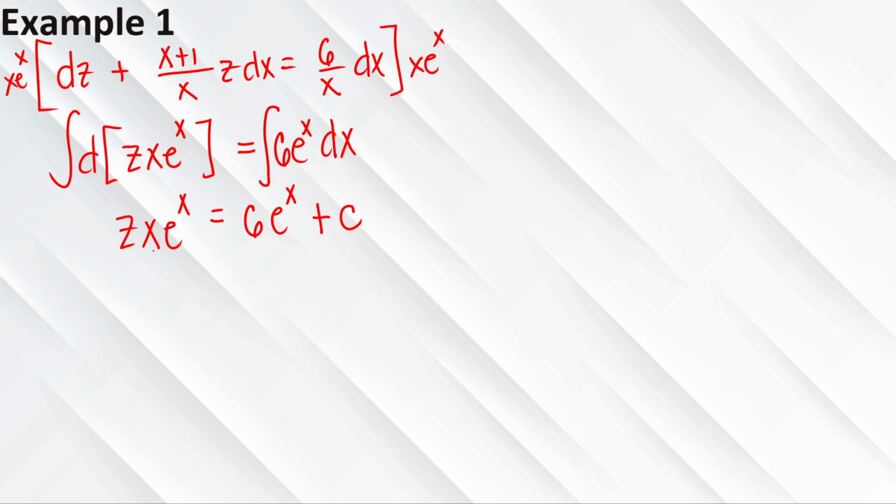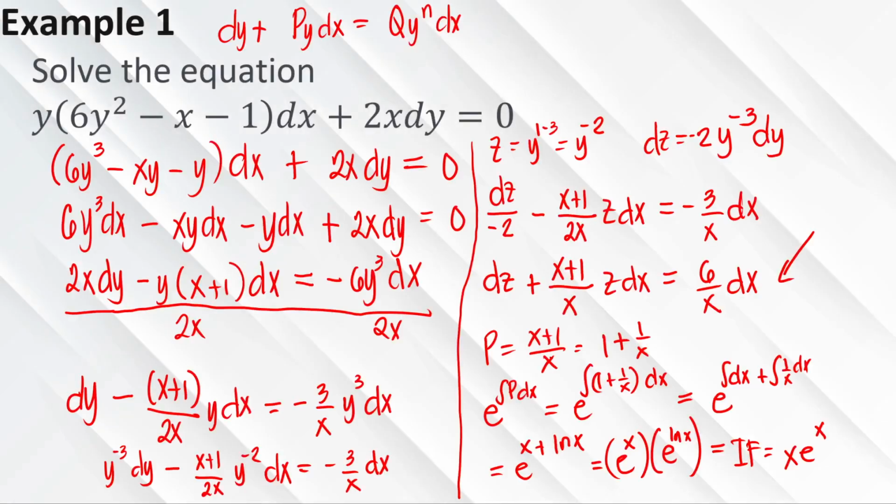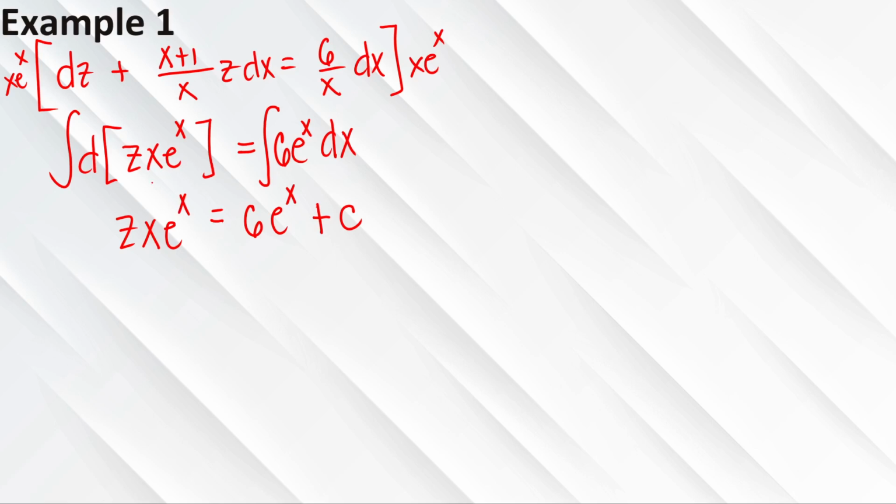At dito, hindi pa tayo tapos kasi originally, yung equation natin is in terms of y and x. So, dapat i-substitute back natin yung value ng z. Yung z natin, nilet natin dito as y raised to negative 2. So, palitan na natin siya ng y raised to negative 2 x e raised to x equals 6 e raised to x plus c. Okay, so we can do some algebraic manipulations dito or simplifications.